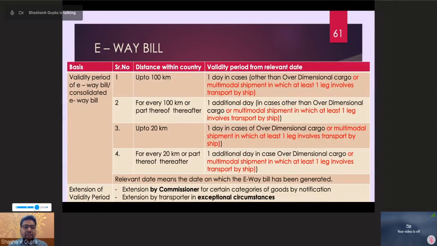Hence, in such cases, due to their special category, one-day validity for every 20 kilometers or part thereof. Suppose if the transportation cannot take place within this time period, can any extension be sought? Extension can be given by the commissioner on the basis of exceptional circumstances.